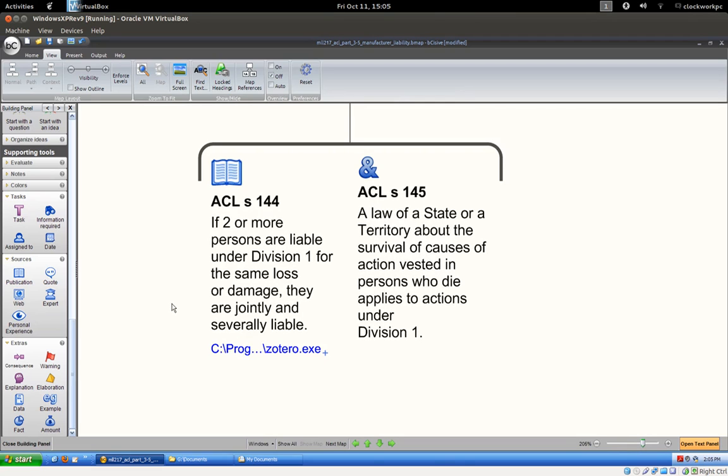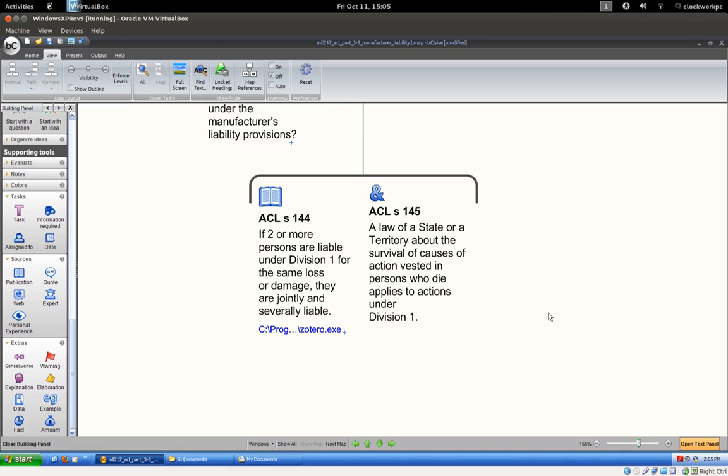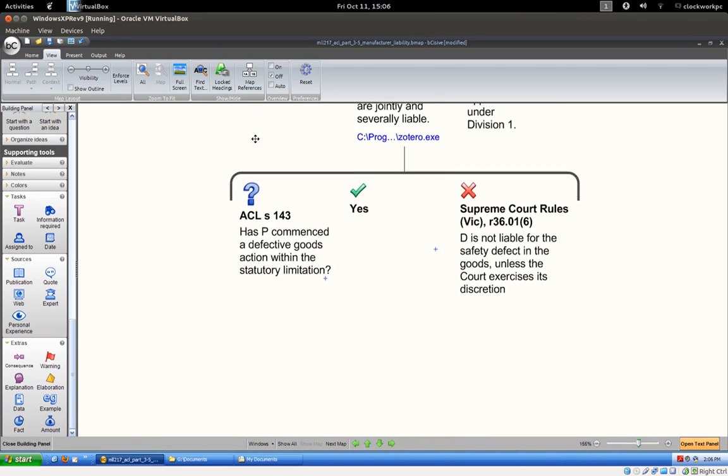So, pursuant to section 144, if two or more persons are liable under Division 1 for the same loss or damage, they are jointly and severally liable. And 145, if someone dies, then you refer to the law of a state or territory. The ACL doesn't address that, but we'll see a little bit more about that.